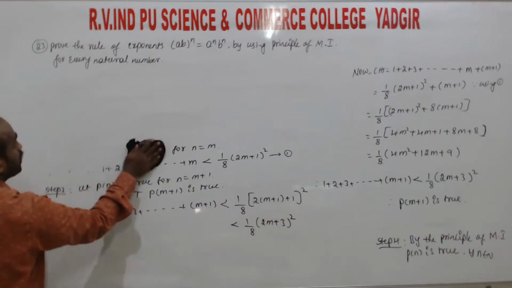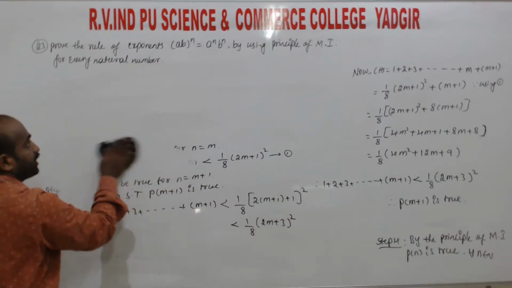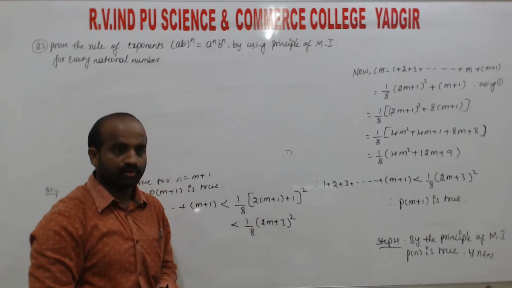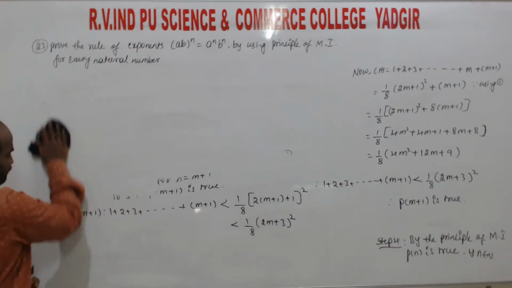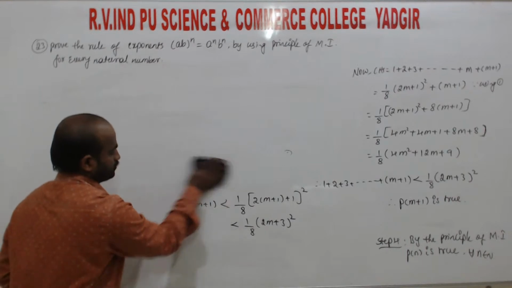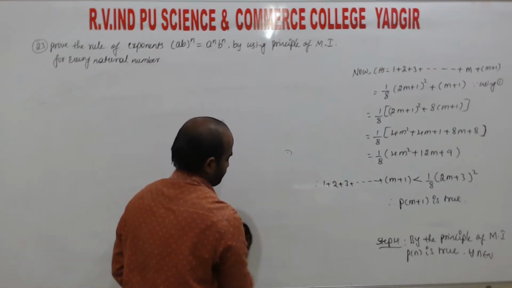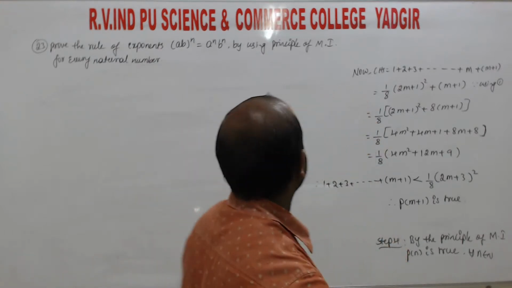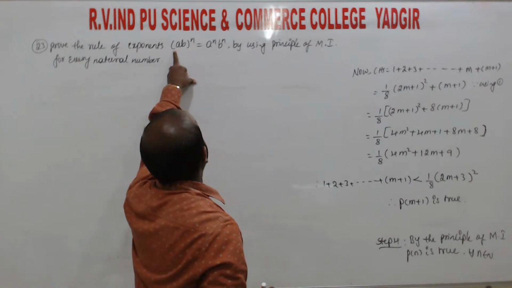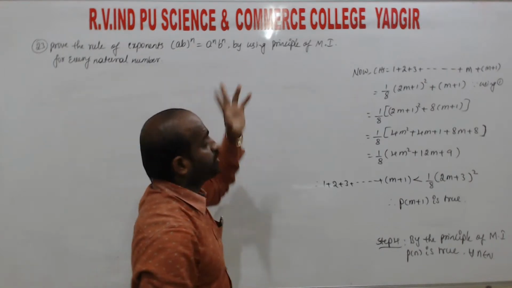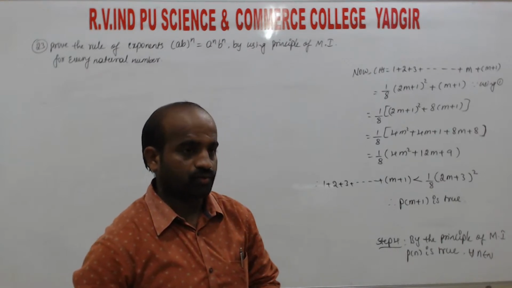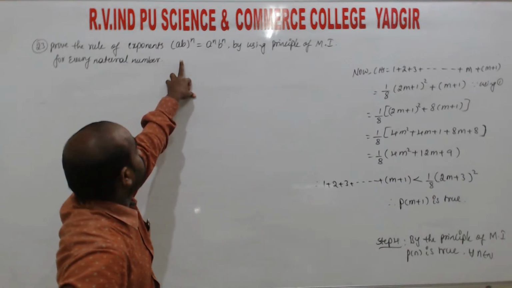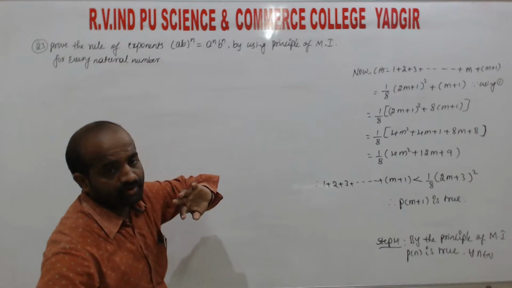Prove the rule of exponents: you know this formula, (ab) whole power n is equal to a to the power n into b to the power n. Take n equal to 1: (ab) to the power 1 is equal to a to the power 1 into b to the power 1, so P of 1 is true. Next, n equal to m: (ab) to the power m is equal to a to the power m into b to the power m.